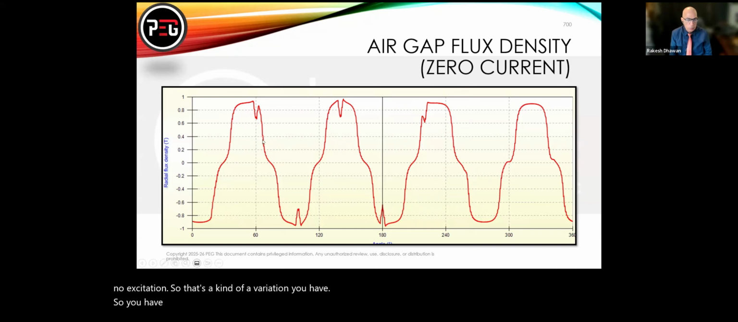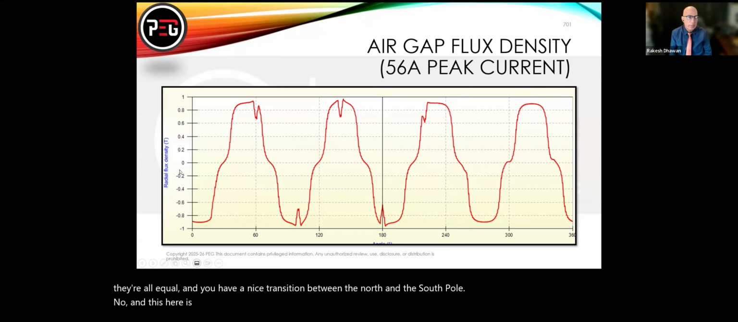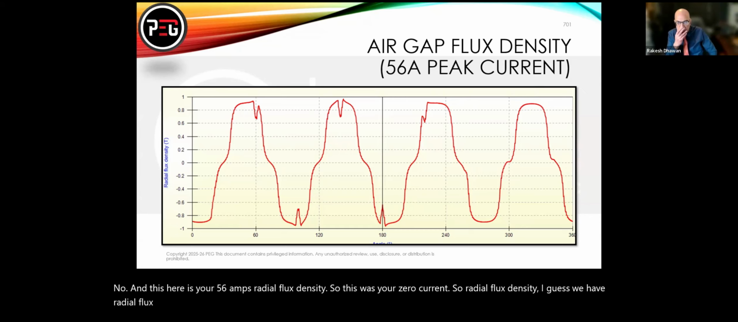But here your north pole and south pole are equal. There are 4 north poles, and they're all equal, with a nice transition between the south pole. And this here is your 56 amps radial flux density. This was your zero current radial flux density. I guess the radial flux density is not too bad in terms of its reaction to the current.